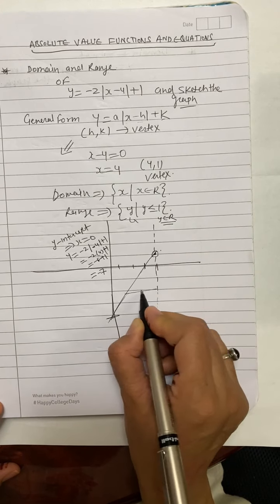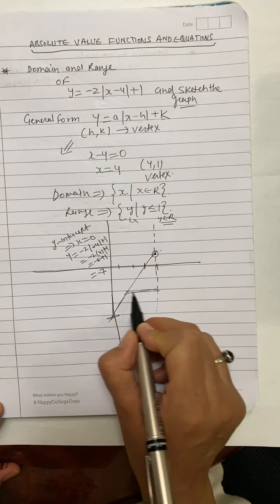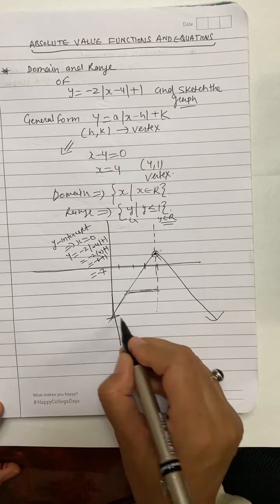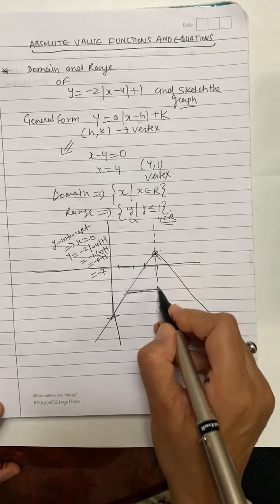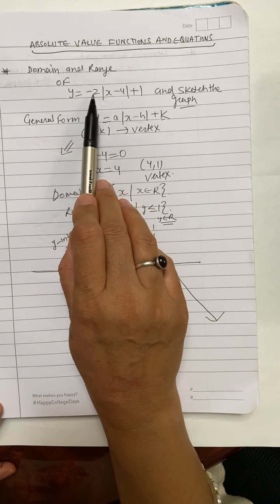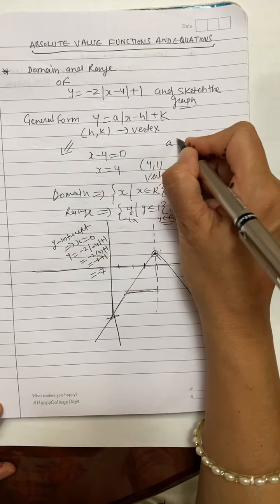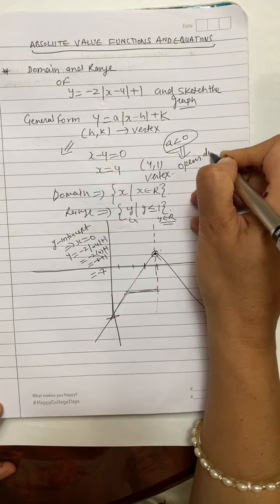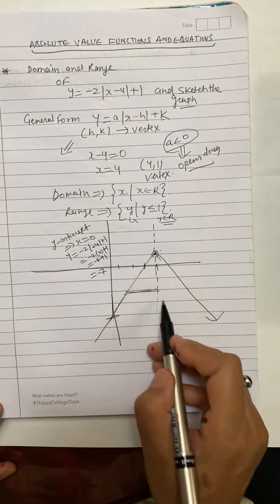And then it's going to be symmetrical, equidistant. So whatever is the distance between this. And remember, it's a sketch, so we don't have to be accurate. So this will be the graph of this absolute value function. So whatever is a, if a is less than 0, which means this opens down. If a is greater than 0, this is going to open up.